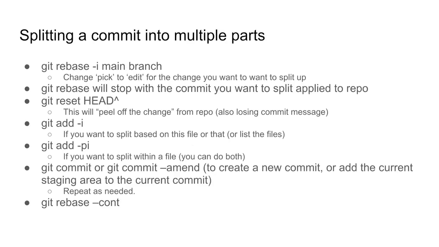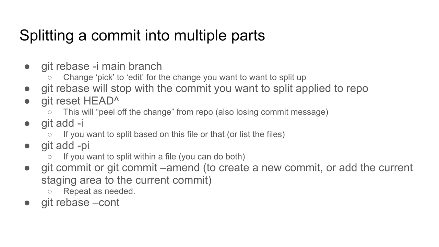So the first thing is, let's say you have a commit and it's under review and people say, hey, this is really a couple of commits, or you decide, hey, I want to do this as multiple commits. How do you break this commit up? Well, there's a couple of ways to do that. The first way is by editing the commit directly. And that's probably the easiest way to do that, and that's the one that I'll talk about today.